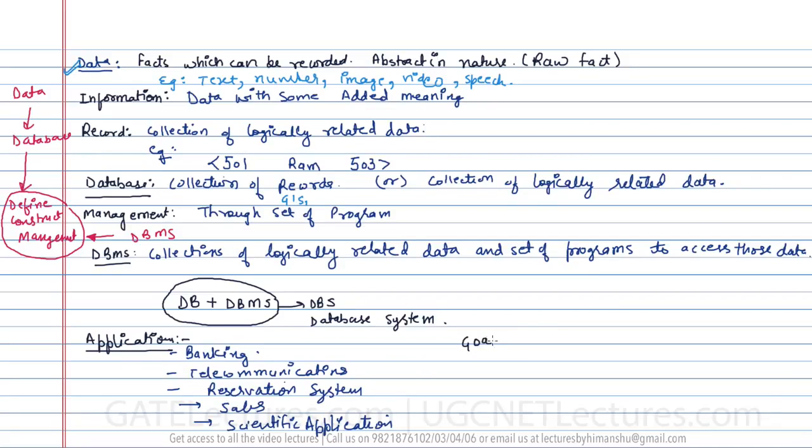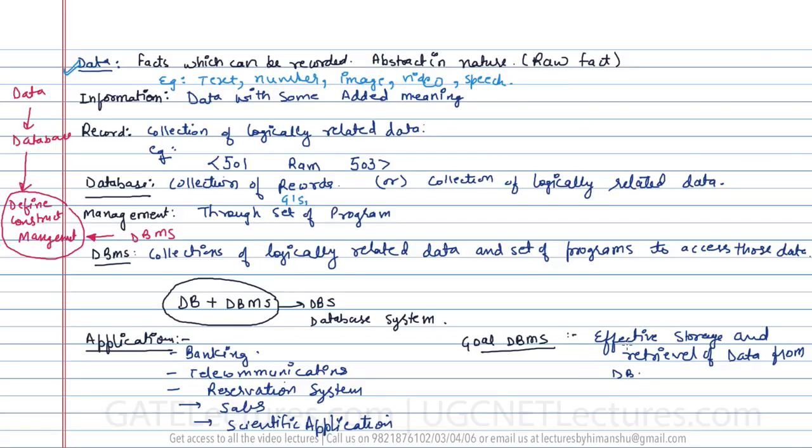And when I ask what the goal of a database management system is, the goal of a DBMS is the effective storage and retrieval of data from the database. Effective storage and retrieval of data from the database.